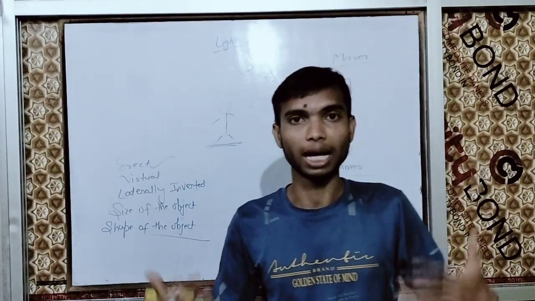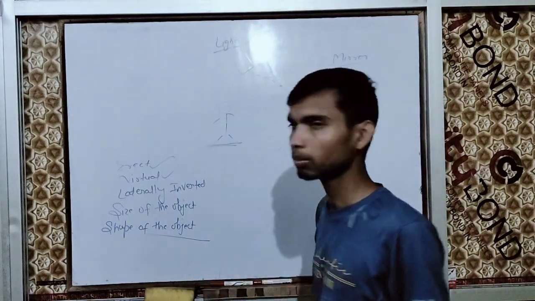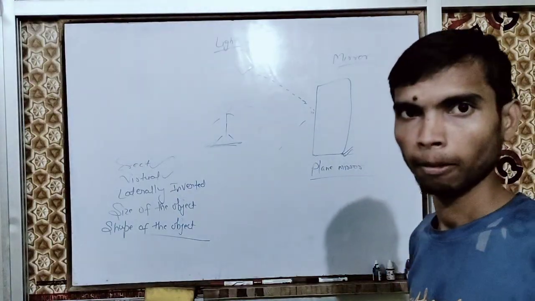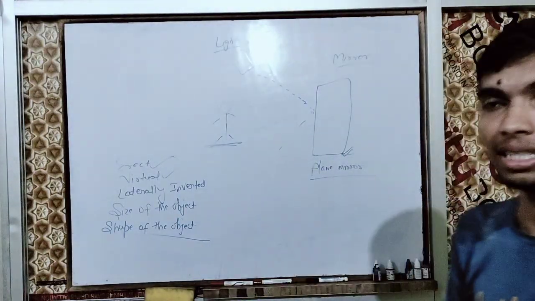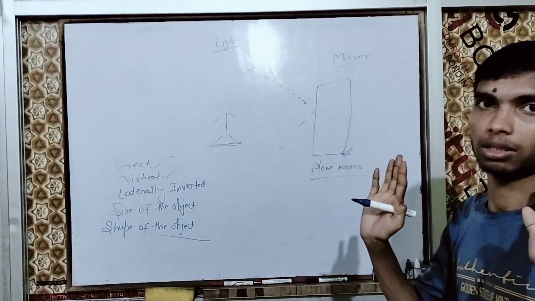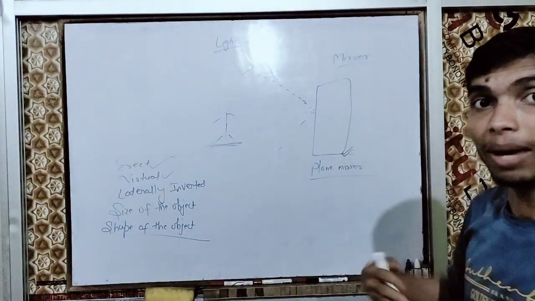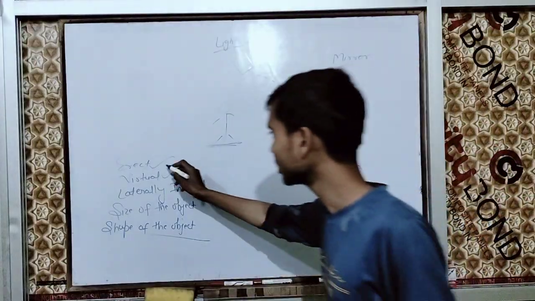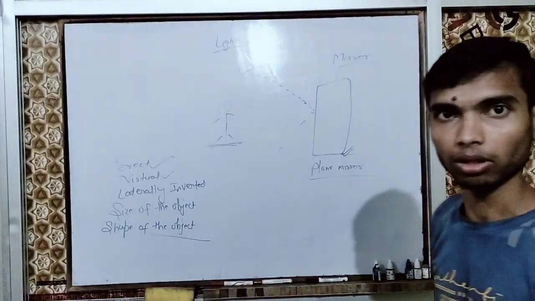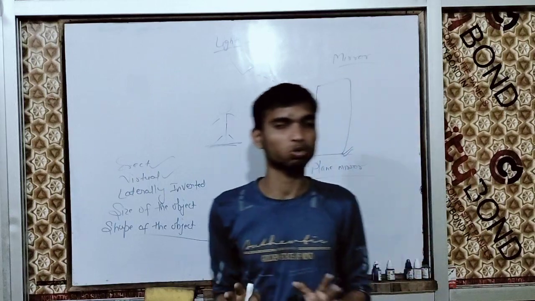The image inside the mirror will be virtual. This is something else. Virtual means it is just imaginary. The mirror will imagine that there is an object which I am going to form inside me. That's why we say anything which appears inside the plane mirror will be called a virtual image.